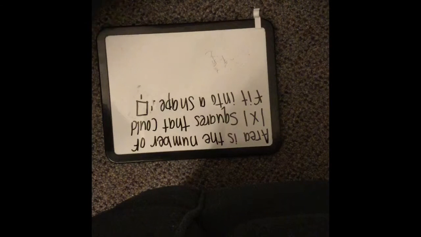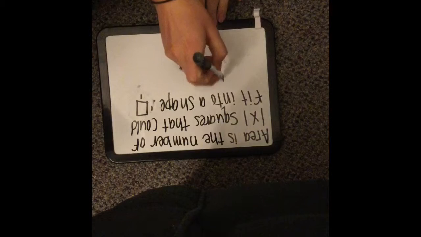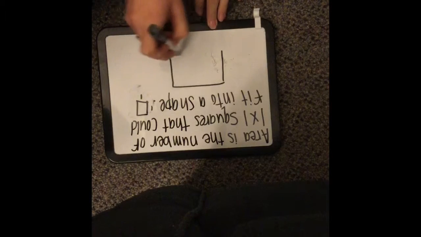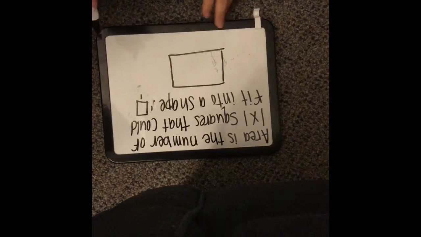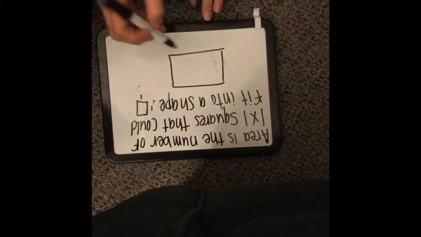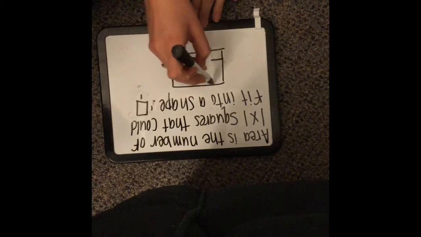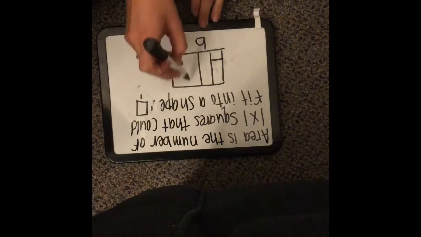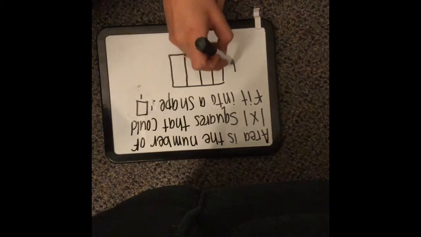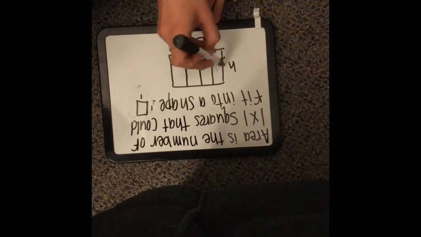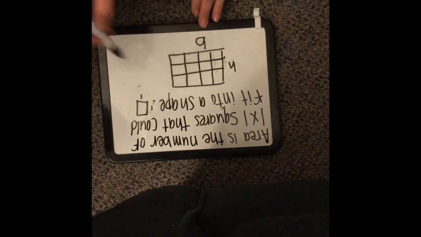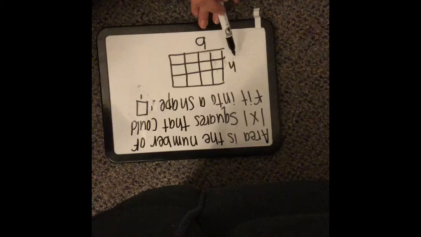The area is the number of 1 by 1 squares that could fit into a shape. When finding the area of a rectangle, you have to find how many 1 by 1 squares will fill it. We do this by multiplying the number of B columns by H rows. B is for base and H is for height.